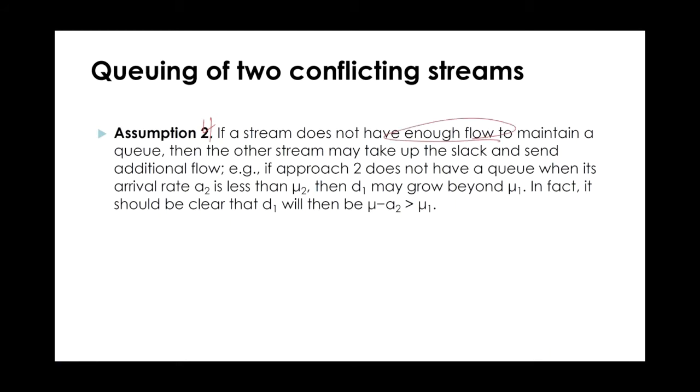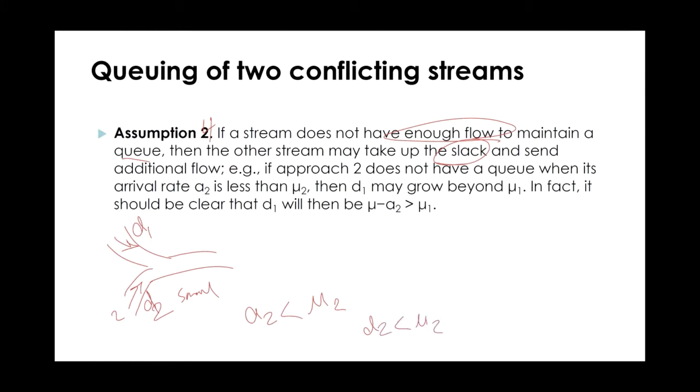If a stream does not have enough flow to maintain a queue, then the other stream will take up the slack and send additional flow. So if I have these two streams, and let's say stream number two doesn't have enough flow, its D2, the departure or the outflow of stream two, is very small. And here I have D1. What we can assume is that this stream will take all the available slack and send additional flow. So for example, if approach two does not have a queue when its arrival rate is A2, in this case A2 is smaller than the capacity of stream two, right? So the outflow D2 is also smaller than mu2.